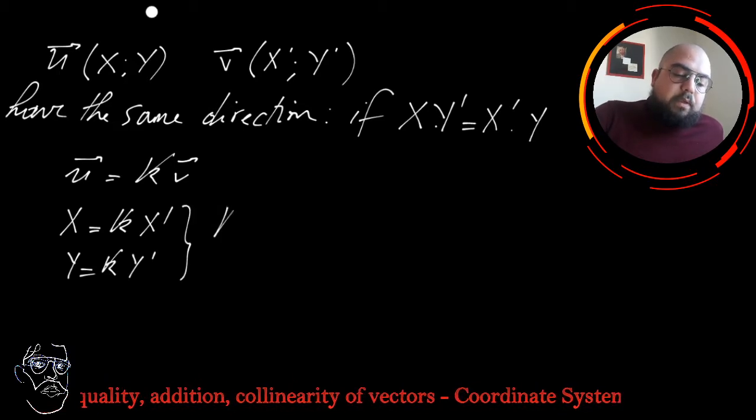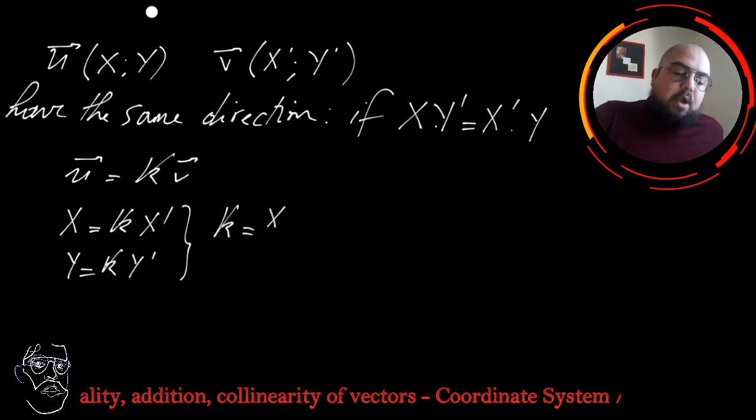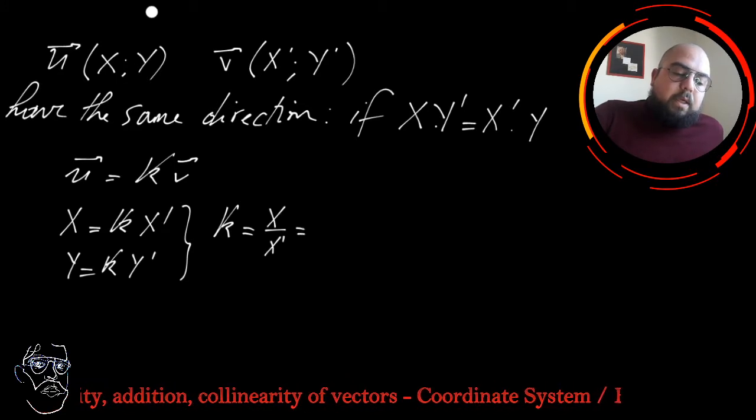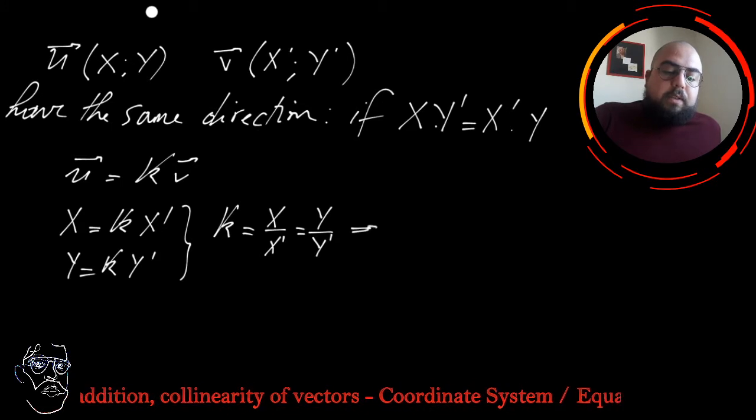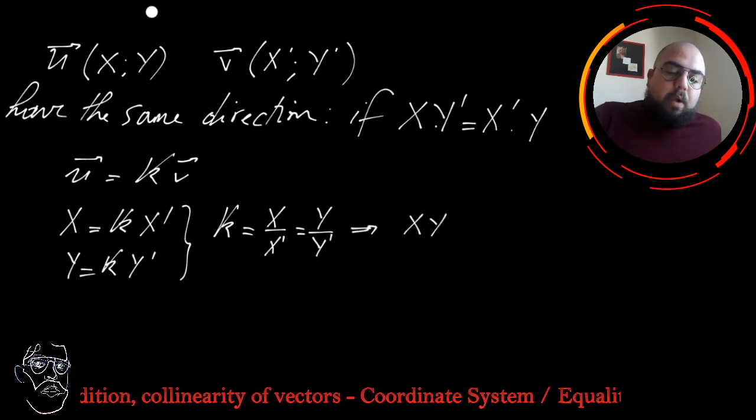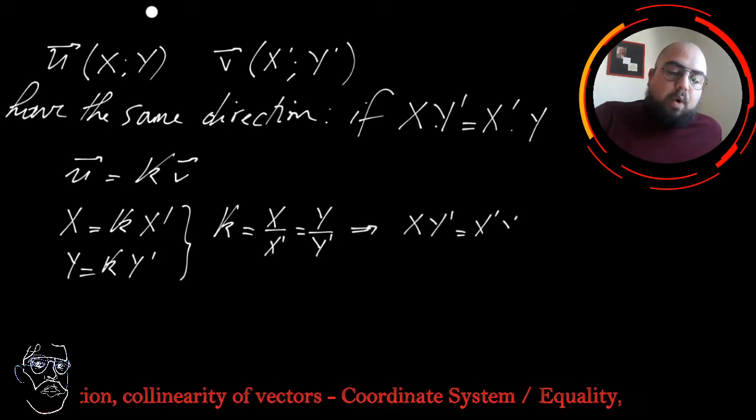From this, I can deduce that k is equal to x over x prime and is equal to y over y prime. And once you do the cross multiplication, you will have x times y prime is equal to x prime times y.